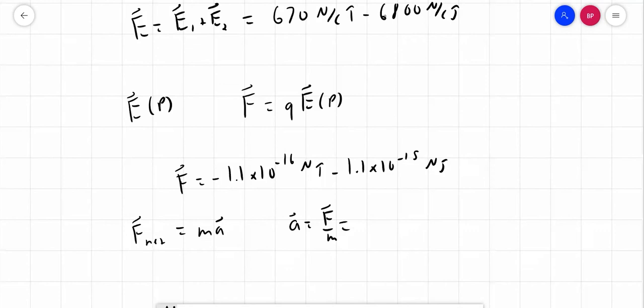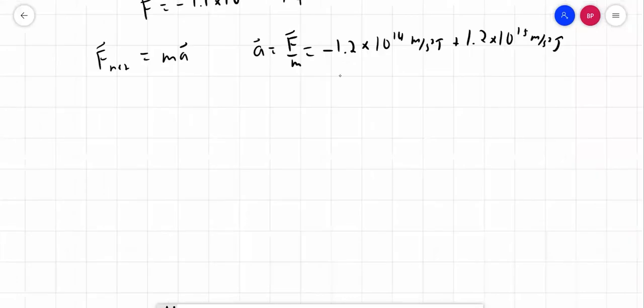And we'll see that the acceleration is negative 1.2 times 10 to the 14 meters per second squared in the X direction, sorry, this should have been plus, because the charge of an electron is negative, so it switches the sign, plus 1.2 times 10 to the 15 meters per second squared in the Y direction. All right. So these problems are really long and tedious, but they're really easy.